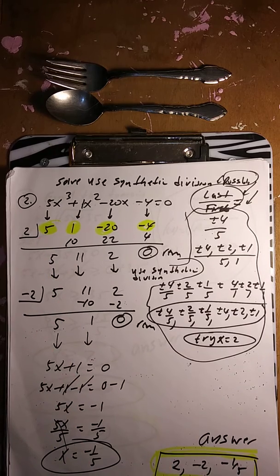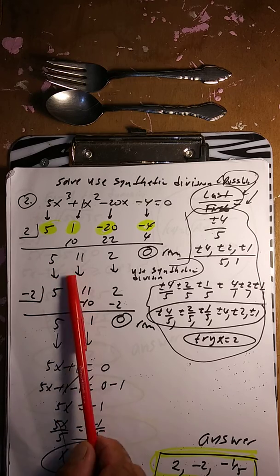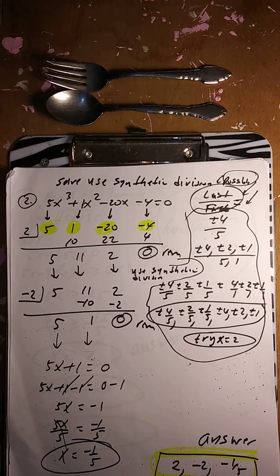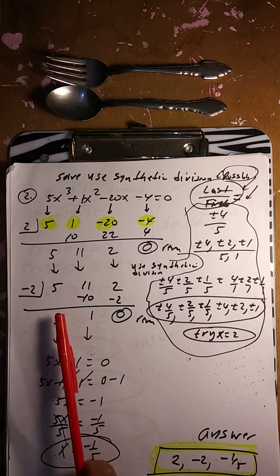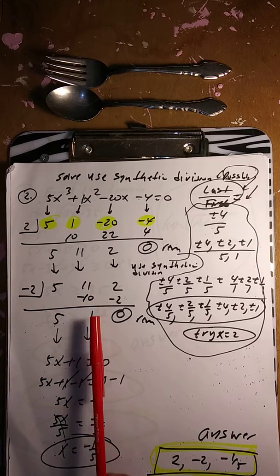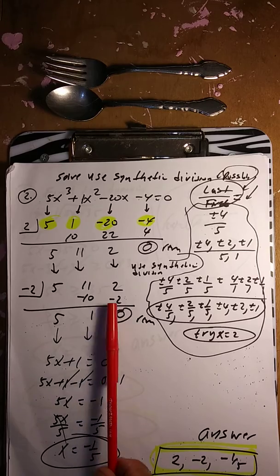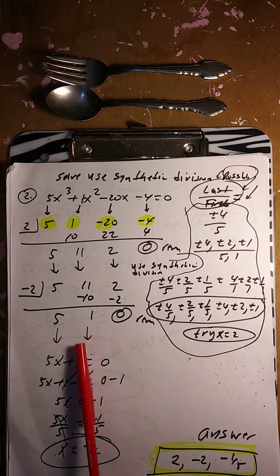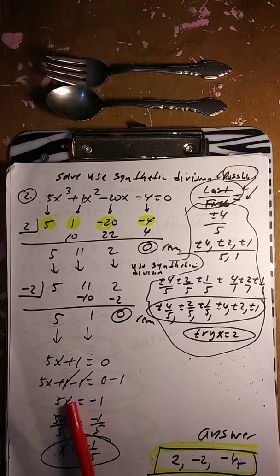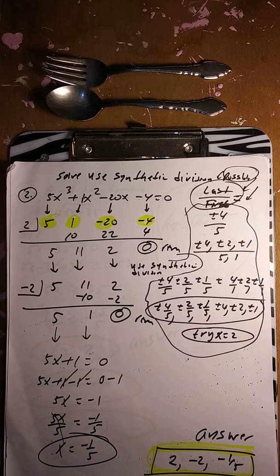All right, now, what's the next step? Well, let's try -2 now. What's this? 5, 11, and 2. So we're going to go from there. And the way it's going to go is, bring the 5 down. -2 times that is -10. 11 minus 10 is 1. That times that is -2. 2 minus 2 is 0. So that works. That's the remainder. That works also. Now we have 5x plus 1 equals 0. Minus 1, minus 1. 5x equals -1. Divided by 5, divided by 5. So x is -1/5. Now, what do we have? We have the answers 2, -2, and -1/5.